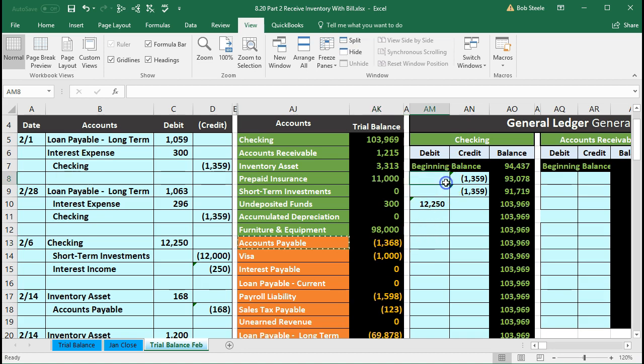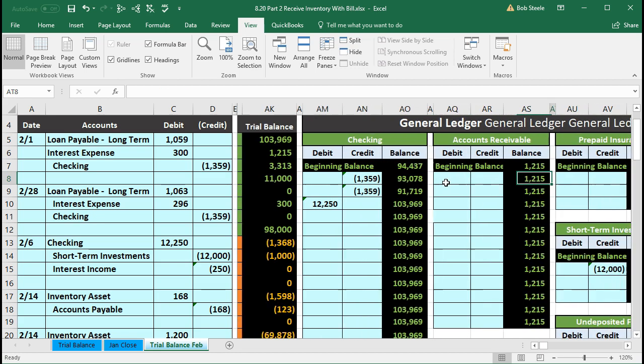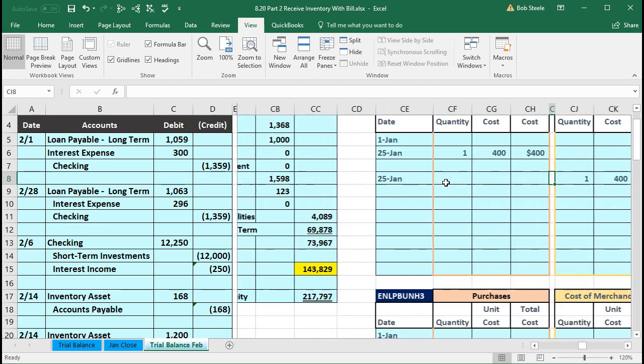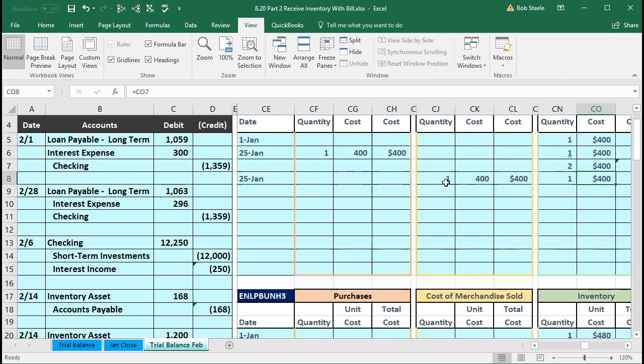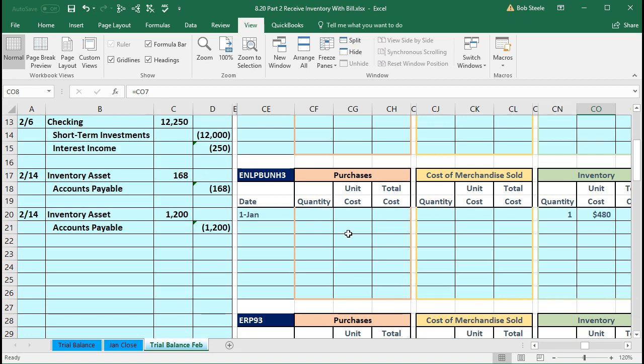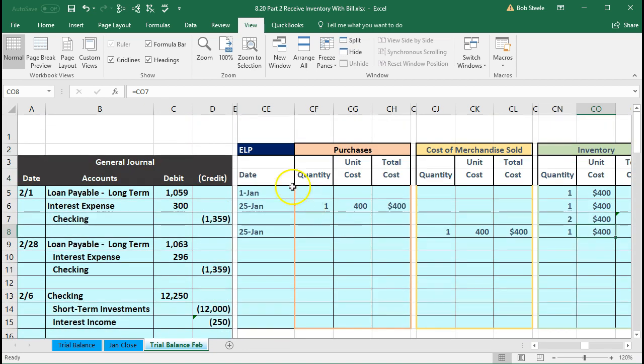Then we're going to record the guitars on the subsidiary ledger in tracking our inventory. So let's go all the way back over here. So here we are. And fortunately, I think this is our first one because we got an ELP. So that's the first one, ELP. That's our main one. That's the one we buy a lot. We sell a lot of those.